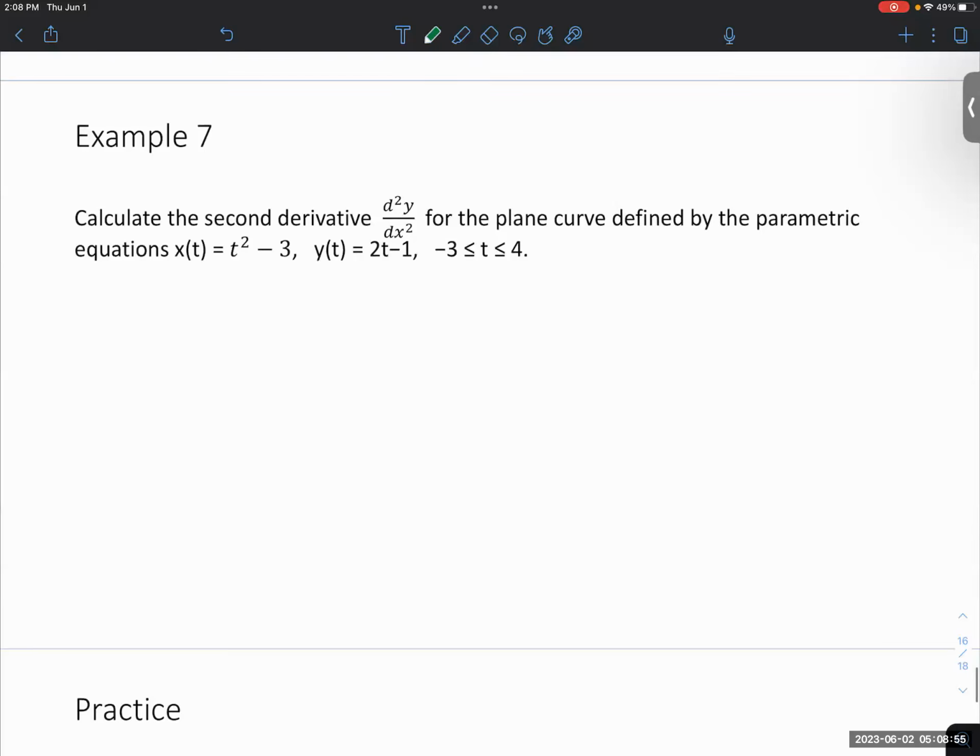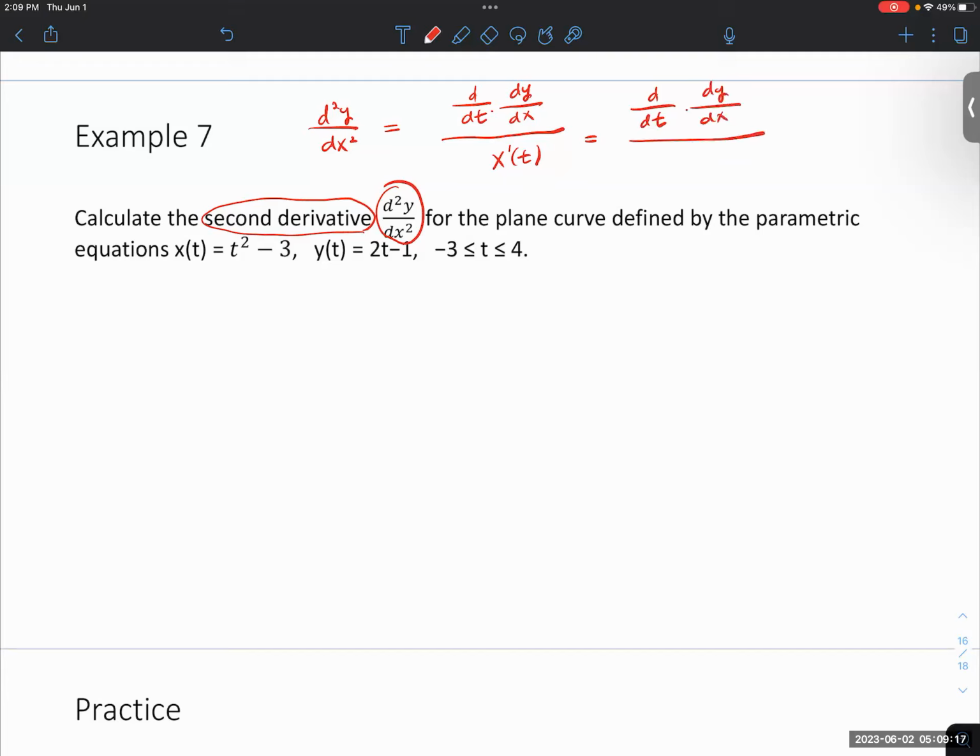Okay, all right, so remember, write it: d second y over dx squared, the second derivative of the parametric equation, is equal to what? d over dt of dy over dx, over x prime. Same meaning: d over dt of dy over dx, over the x equation's derivative with respect to t. So that's what we're going to do, correct? Step-by-step work. Let's find this one first.